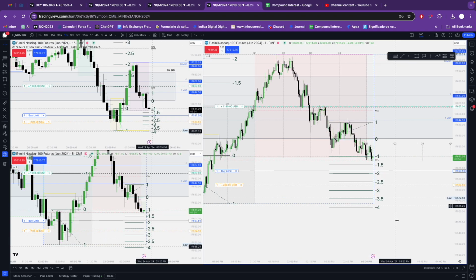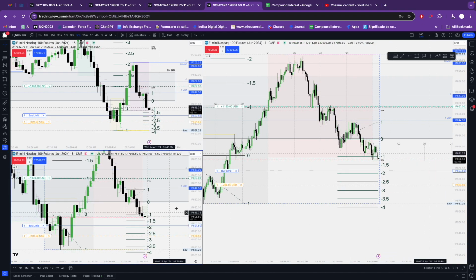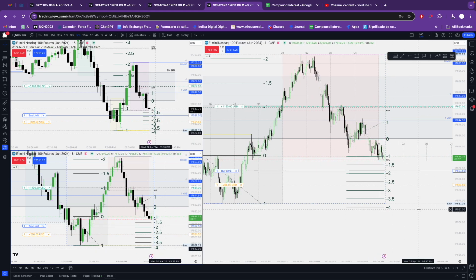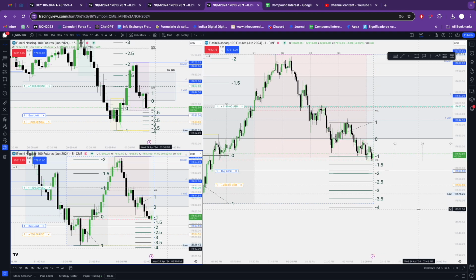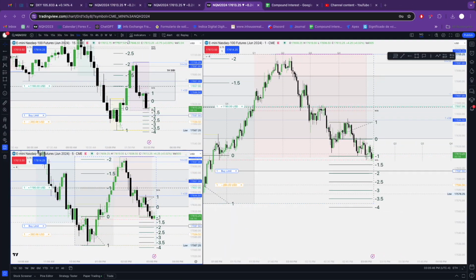So this is my initial target. Could come down here, which is fine. That's why we're demo trading this. All right, so I'll keep this going. Should be back soon. Damn it.